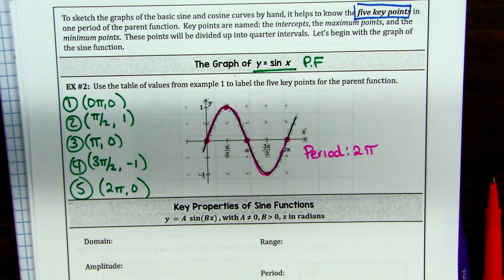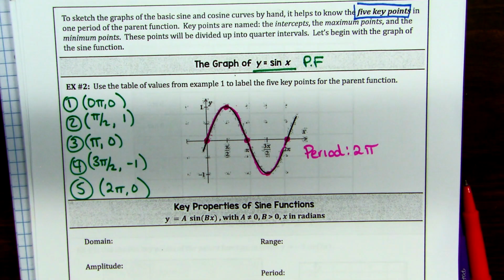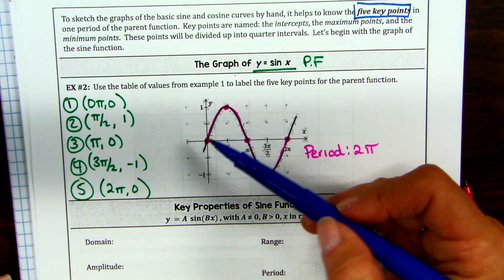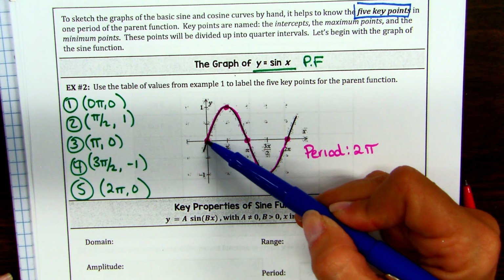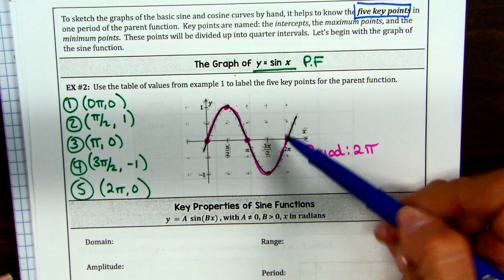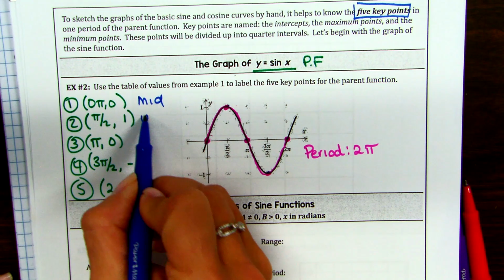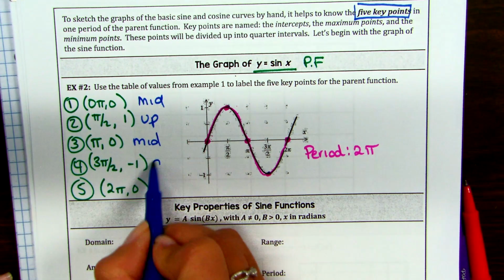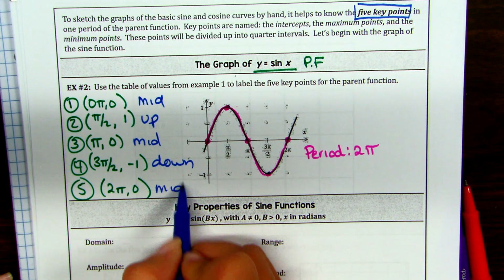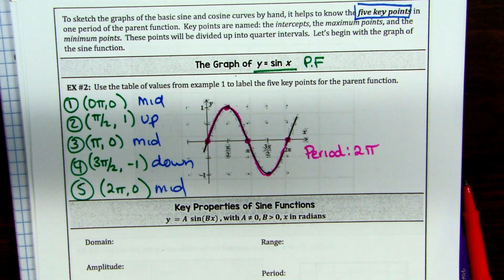Now, just like every other graph, I got ahead of myself. Remember I said there's a cutesy little pattern? Watch my pen as I say this. Middle, up, middle, down, middle. Mid, up, mid, down, middle. From here on out, that's what you know about the sine graph. You start in the middle, you go up, go back to the middle, go down, and then middle.